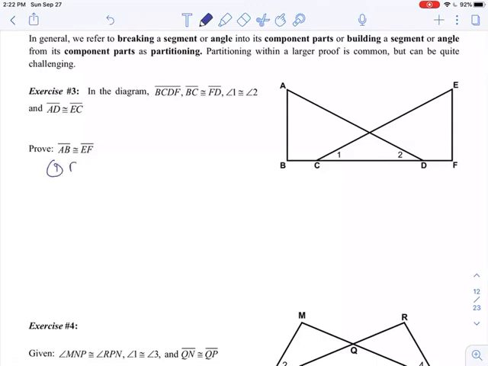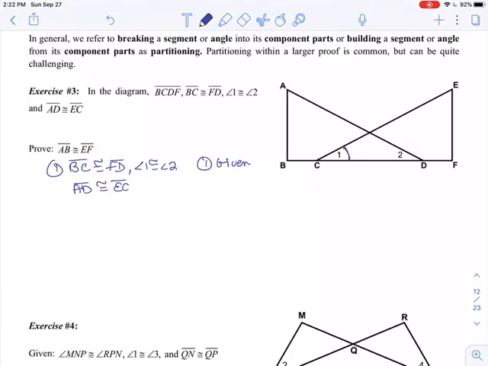I know that BC is congruent to FD, and I know that angle 1 is congruent to angle 2. Oh, and I also have AD is congruent to EC. All right, so I got a lot. I'm writing it down, then I'll go to my picture and I'll mark everything. So that is my given.